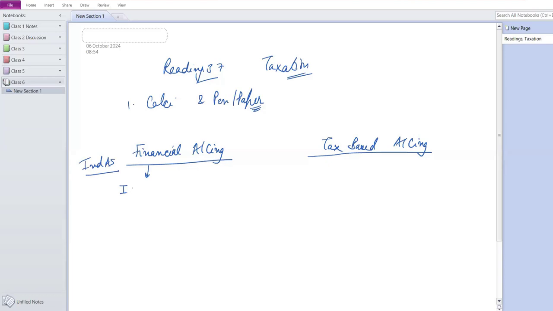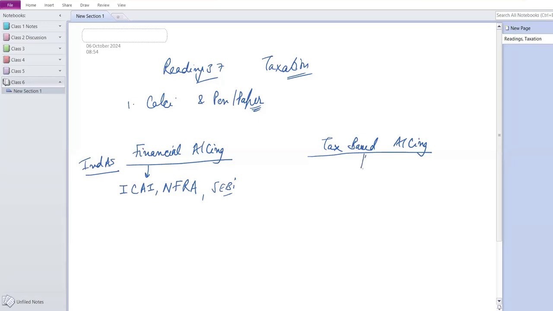In Ind AS, the ICAI, the Institute of Chartered Accountants of India, has a major say. The other authority is the National Financial Reporting Authority, that is NFRA, we say. And the third is sometimes SEBI also, in terms of capital market disclosure. On those bases, the financial account values and reporting are calculated in India.